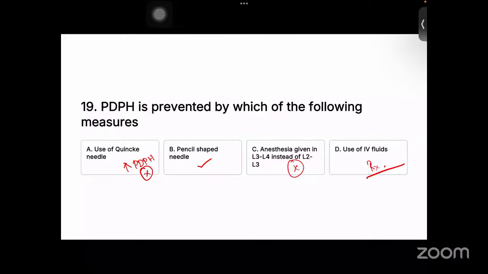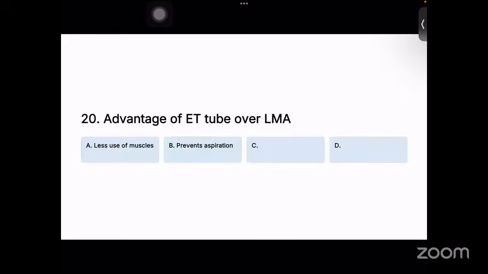Okay, some argue that use of IV fluid will also help, sir. Yeah, it helps after the patient develops the headache and you have to suppress it. Yes, it develops. Okay, next we move on to the next question.